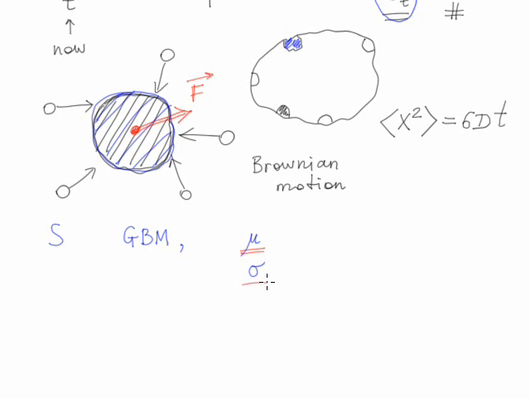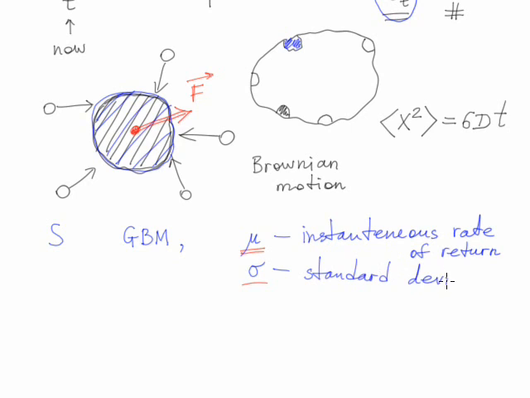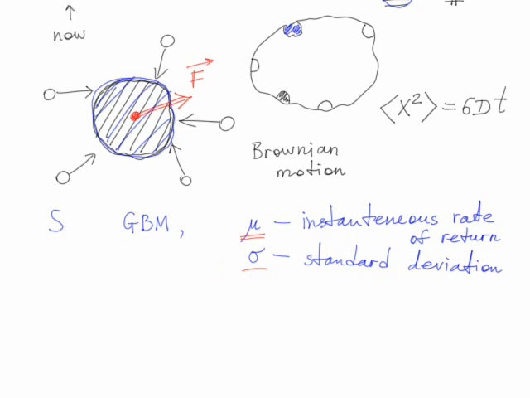So this is sigma. And in finance, this mu is what we call the instantaneous rate of return, and sigma is called the standard deviation. So how would we understand instantaneous rate of return and standard deviation? It can be understood as follows.